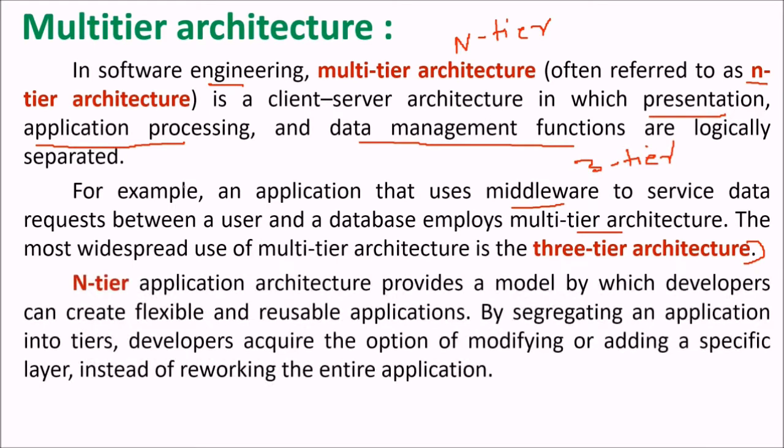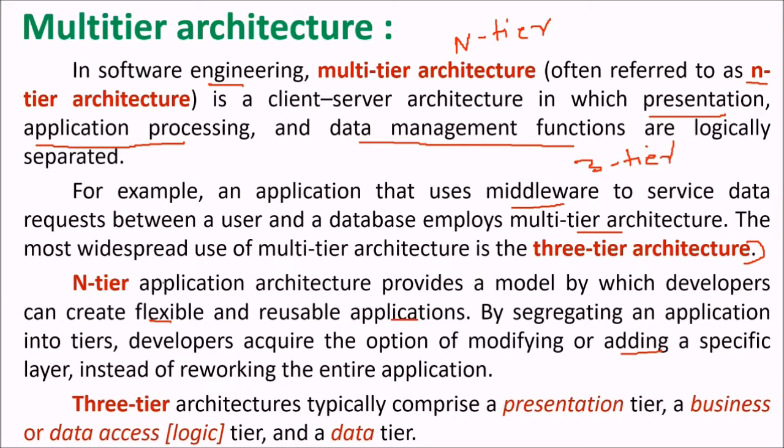Three-tier. N-tier application architecture provides a model by which developers can create flexible and reusable applications. When we segregate an application into tiers, the developers acquire the option of modifying or adding a specific layer instead of reworking the entire application. So three-tier architectures typically comprise the presentation tier, the business or data access logic tier, and the third one is the data tier.